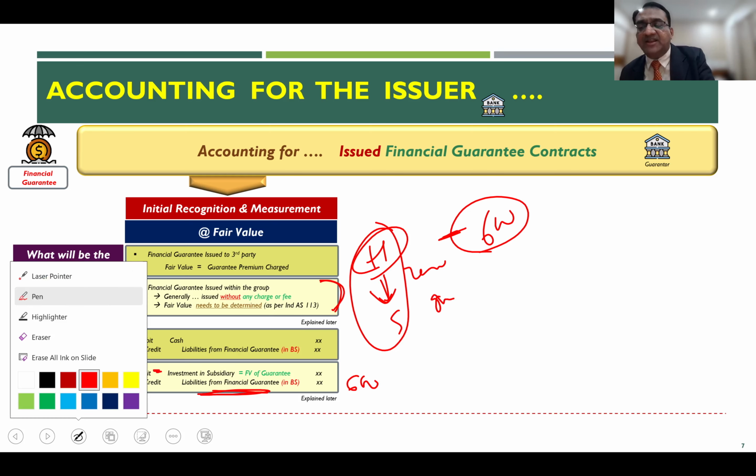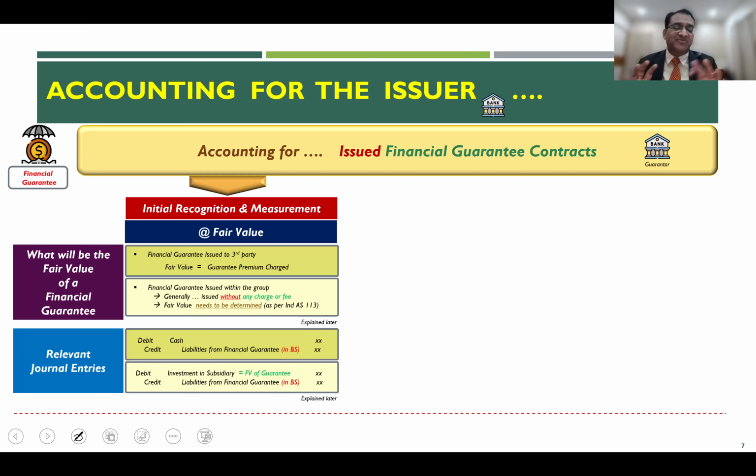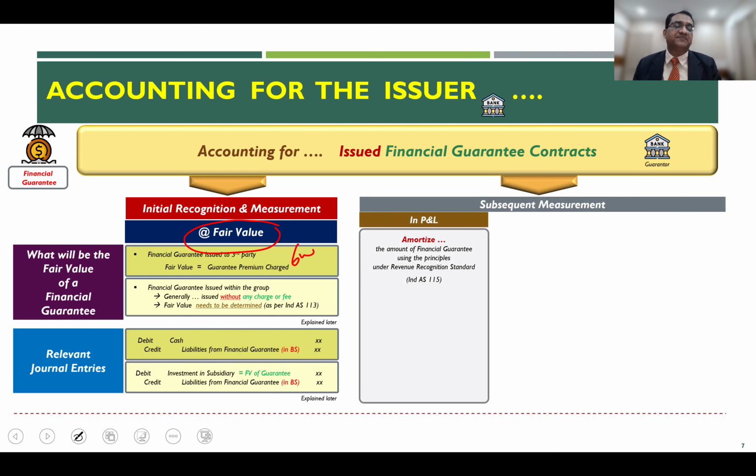We will deal with it in greater detail, perhaps when we pick up the other videos in this series. Suffice to say, just to summarize, that when you have an issued financial guarantee contract, the core requirement is that at initial measurement, it should be at fair value. But then what happens subsequently? You have recorded at fair value, in my example, 600. What happens subsequently? Let us see on the right hand side.